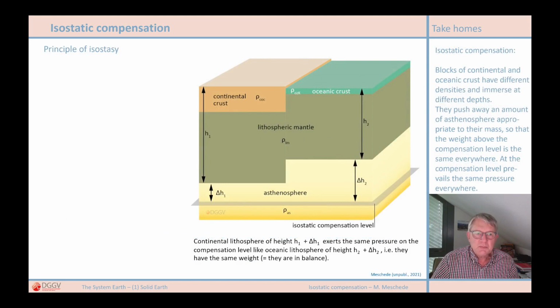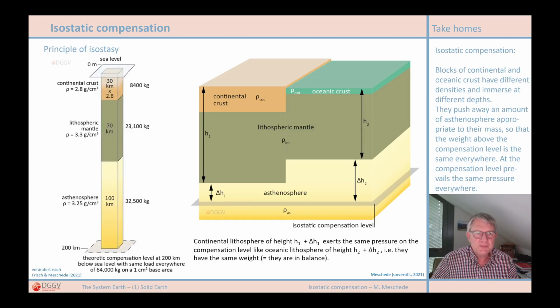This conceptual model has at its base the isostatic compensation level. I remind you that everything above the compensation level must be in balance. That means it has to have the same total weight. You can see it here in the model that I already explained in the last video. Here you have the same pressure at every point on the compensation level. That is this gray colored plane, even if there are different heights and different materials above it.